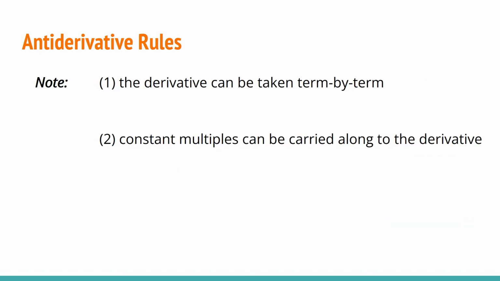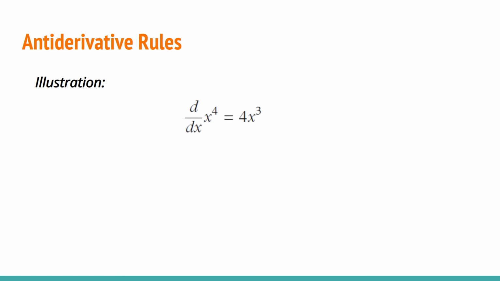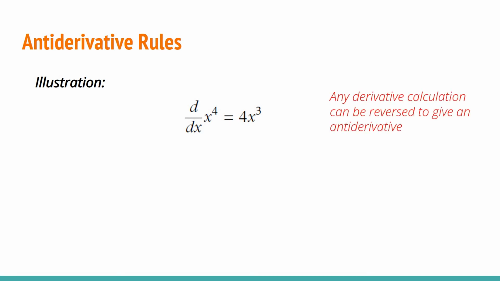Okay, notes to remember. Number 1, the derivative can be taken term by term. Number 2, constant multiples can be carried along to the derivative. Illustration: the derivative of x raised to the power of 4 with respect to x equals 4x cubed. So any derivative calculation can be reversed to give an antiderivative.